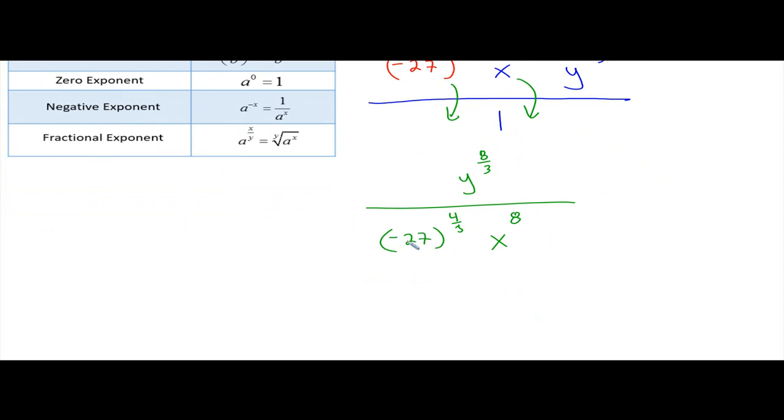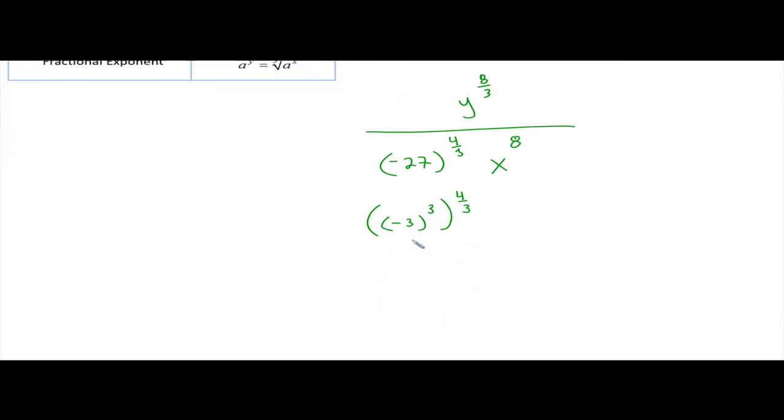In order to simplify this negative 27 to the 4 over 3, I want to think of negative 27 as some sort of power. I know negative 27 is negative 3 to the third power. So negative 3 to the third power gives me negative 27, and then I still have this 4 over 3 on the outside. If I follow exponent rules, I'm going to multiply these exponents. So this is going to be negative 3 to the 3 times 4 over 3. The 3's are going to cancel, so this just becomes negative 3 to the 4th power.